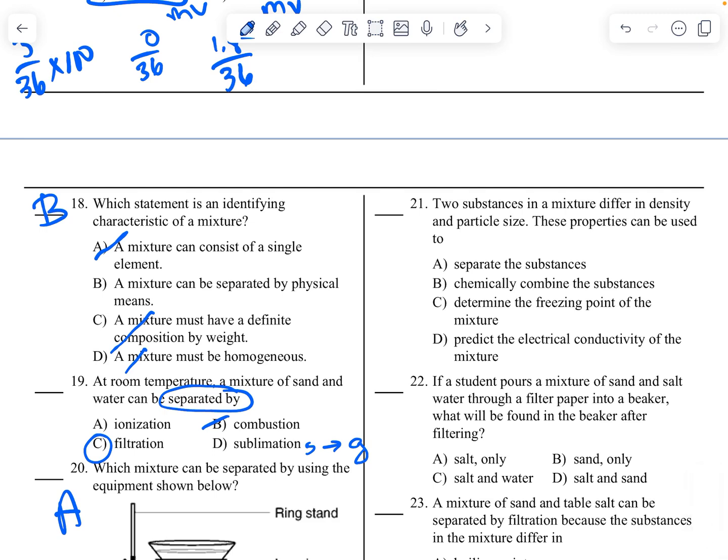21. Two substances in a mixture differ by density and particle size. These properties can be used to separate, chemically combine, determine the freezing point, or predict. No, the fact that they differ in density and particle size helps us to separate them. So that is the answer.